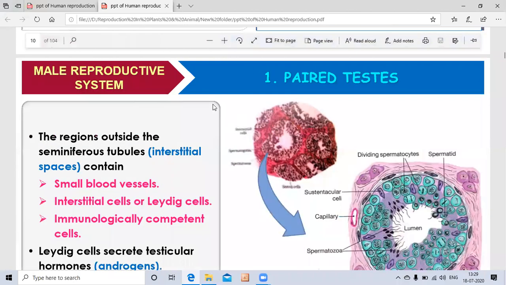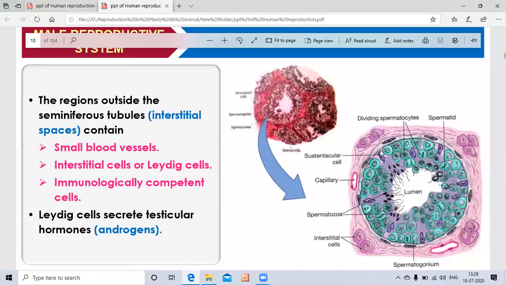In the male reproductive system, the paired testis. This diagram shows the TS of the testis, a transverse section. It shows the regions outside the seminiferous tubules: small blood vessels, interstitial cells or Leydig cells, and immunologically competent cells, the cells which increase immunity.